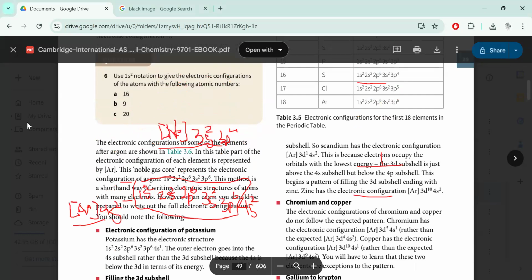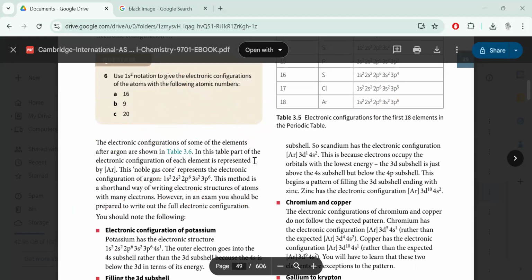Okay, I need to clear my drawings first. Okay. So the electronic configuration of potassium, for example, here.